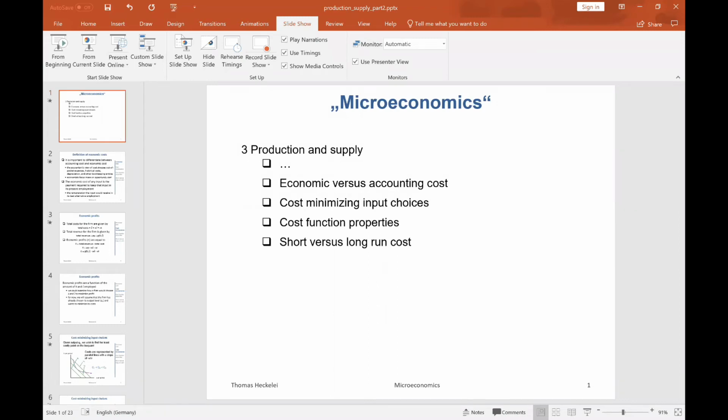Okay, now let's move on to the last discussion topic of this week. Well, it's actually two: economic versus accounting cost, and then cost minimizing input choices. That's what we do for the remainder of this week.